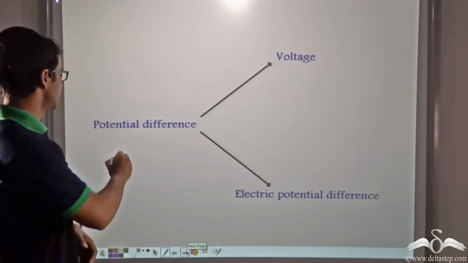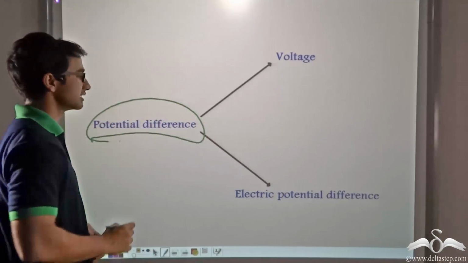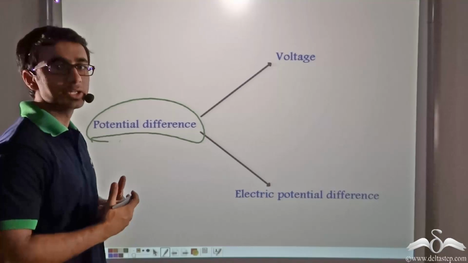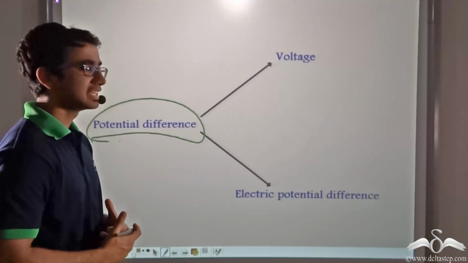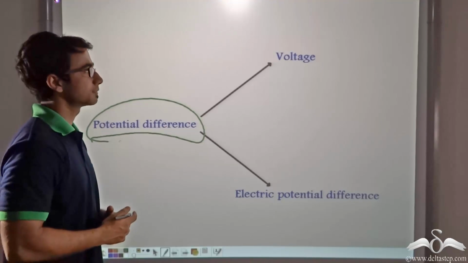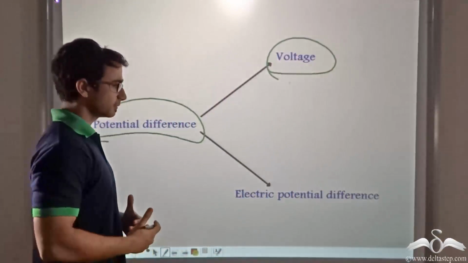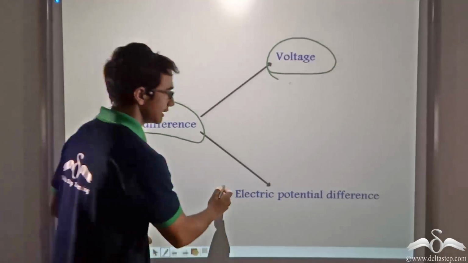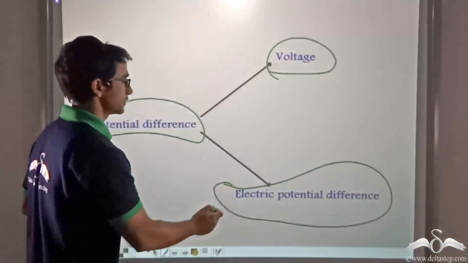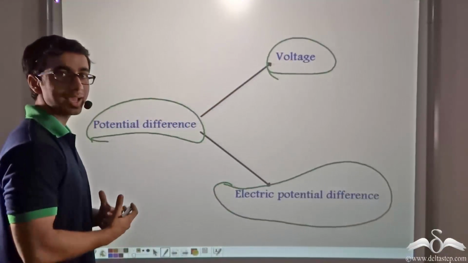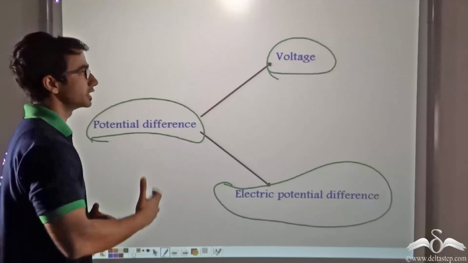So we have studied about what potential difference is. Usually in day-to-day life, potential difference is also known by various other names. It is also known as voltage or the voltage difference, and it is also called electric potential difference. All these terms mean one and the same thing, as you can see over here.